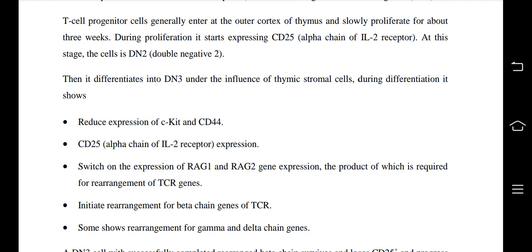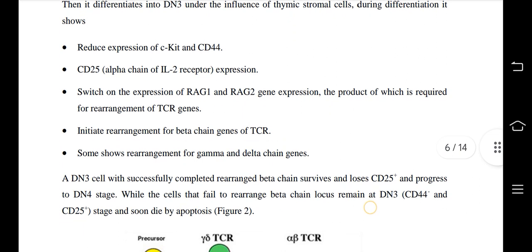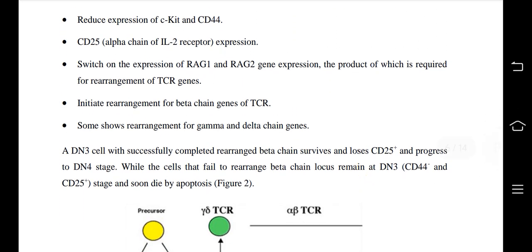This switches on the expression of RAG1 and RAG2 genes, the products of which are required for rearrangement of TCR genes. It initiates rearrangement of beta chain genes of TCR. Some show rearrangement of gamma and delta chain genes. A DN3 cell which successfully completes rearranging the beta chain survives, loses CD25 and progresses to the DN4 stage, while the cells that fail to rearrange the beta chain locus remain at the DN3, CD44 and CD25 plus stage and soon die by apoptosis.